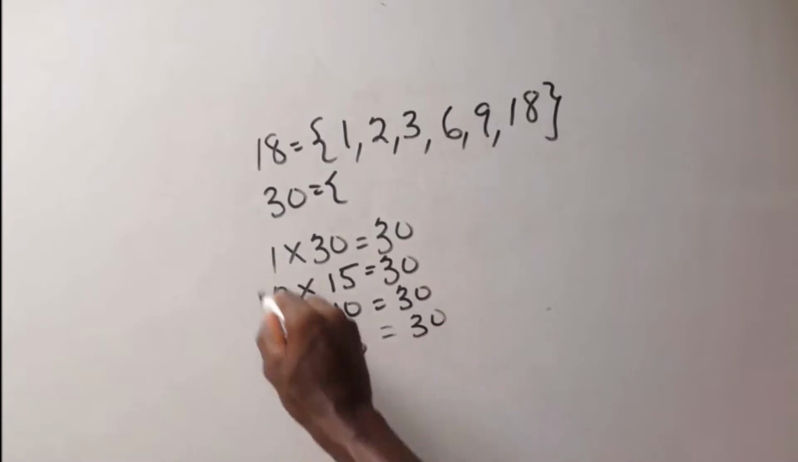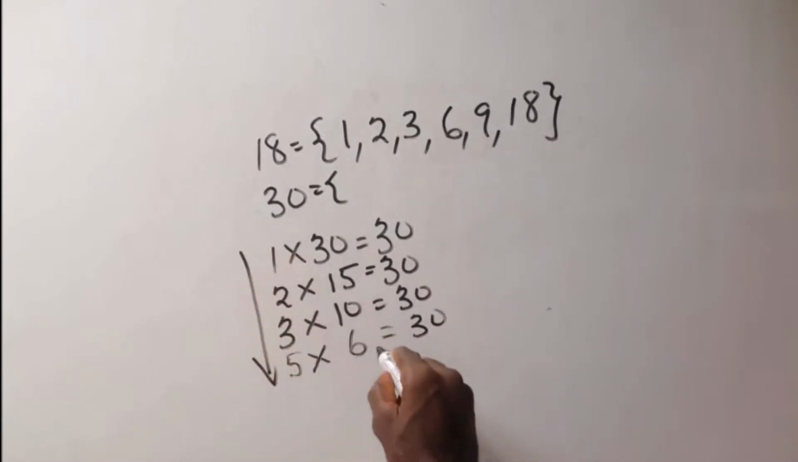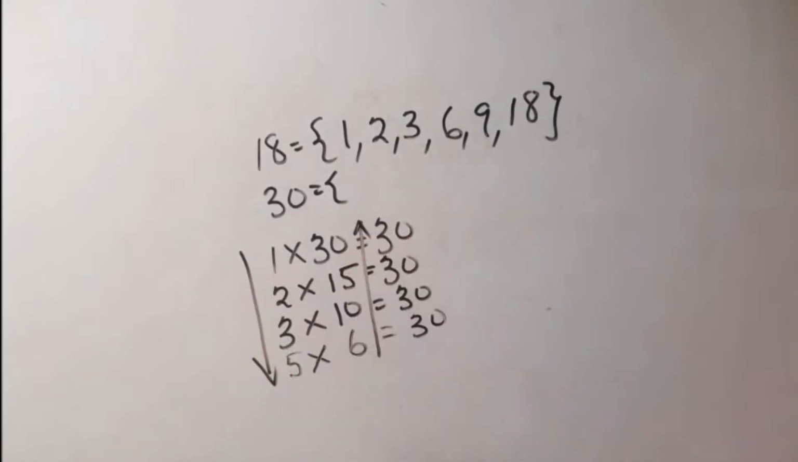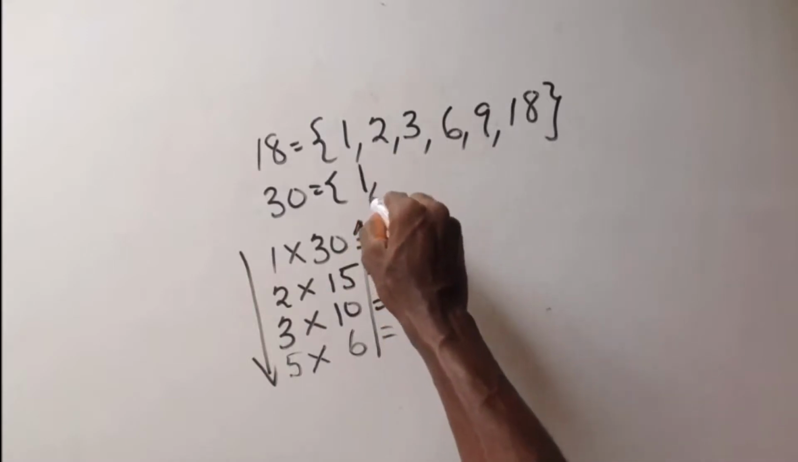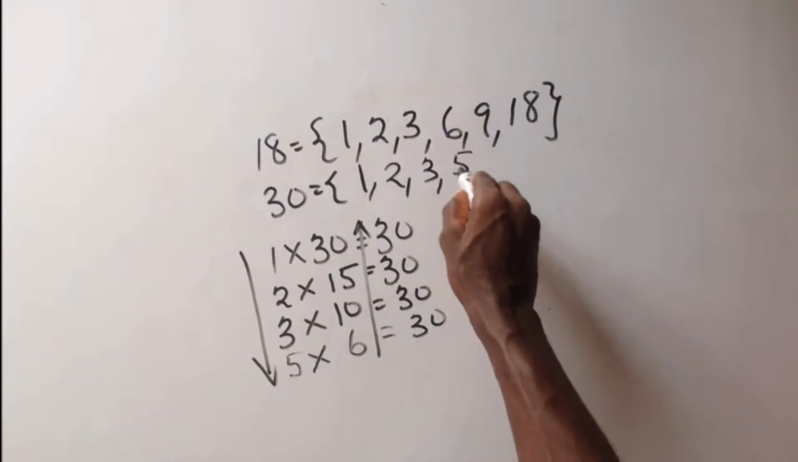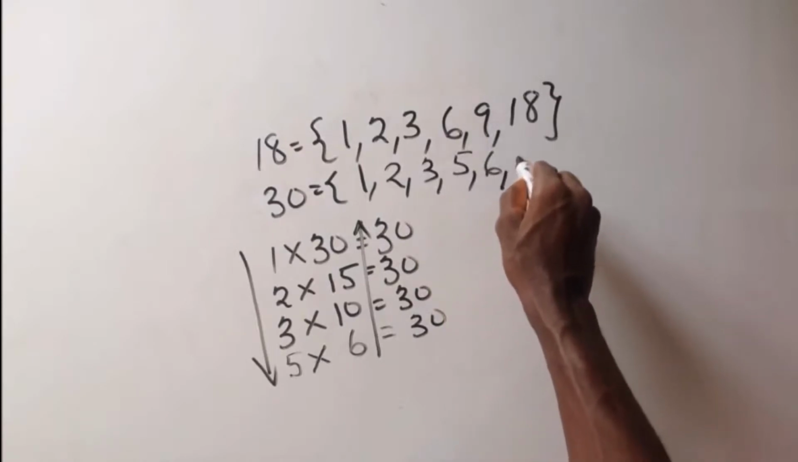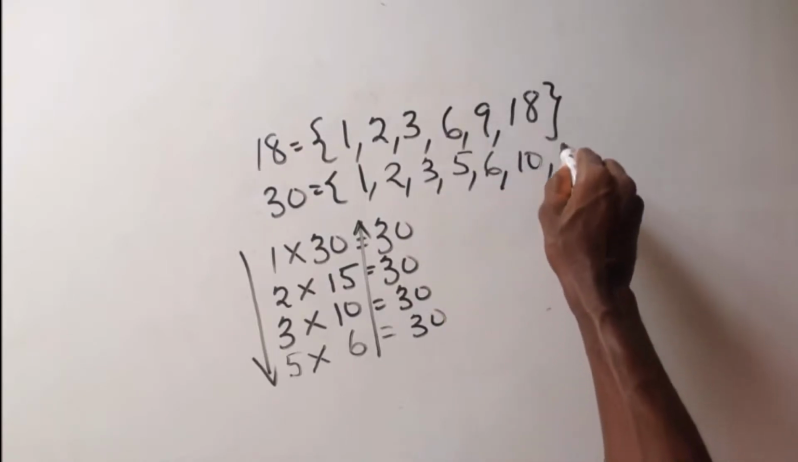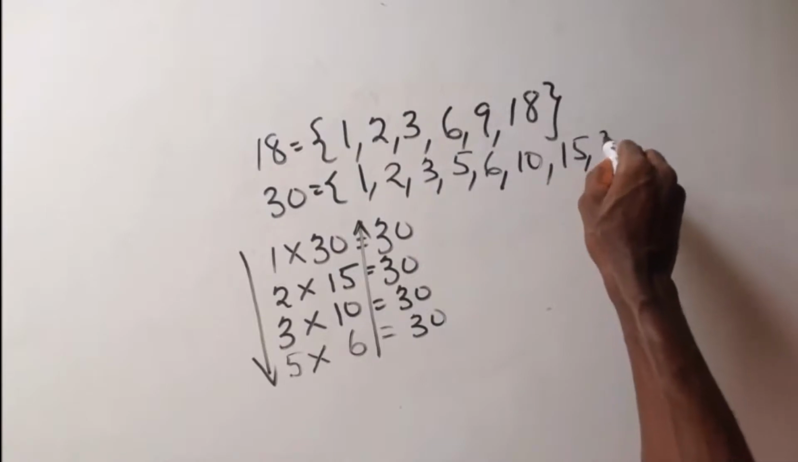and then we write the factors of 30 as 1, 2, 3, 5, 6, 10, 15, and 30.